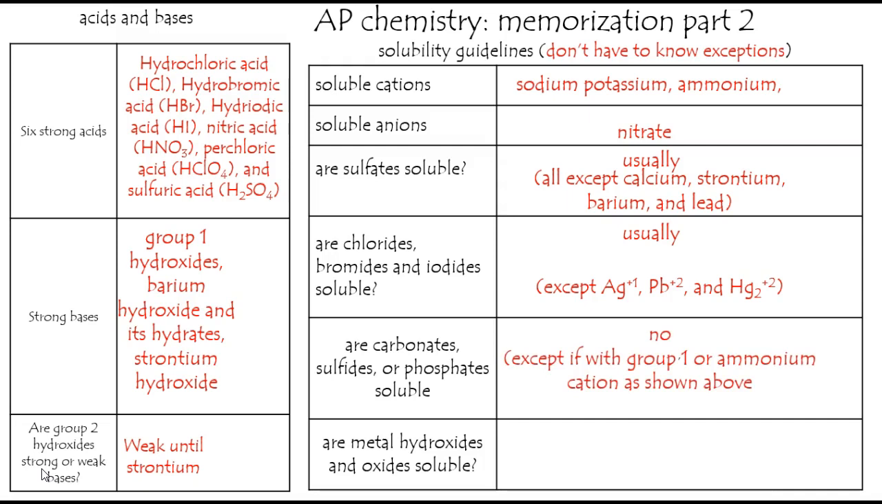Are metal hydroxides and oxides soluble? Well, if they're group 1, they're always going to be soluble, and group 2 beyond barium, but beyond that, no. If you've got some other sort of, say, transition metal hydroxide or any metal oxide, they will tend to be insoluble, unless it's those exceptions we mentioned before.